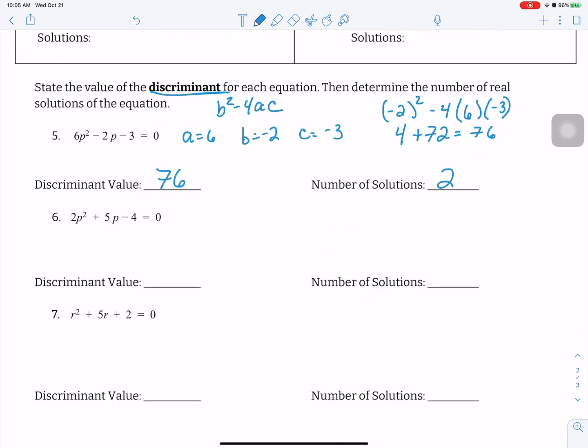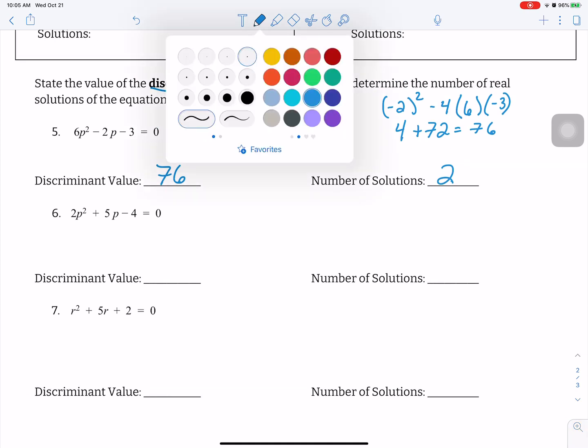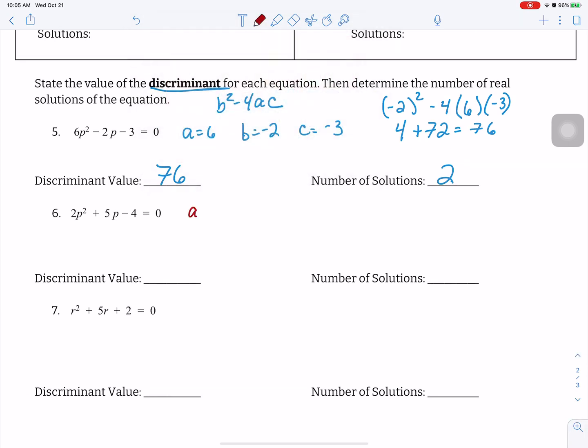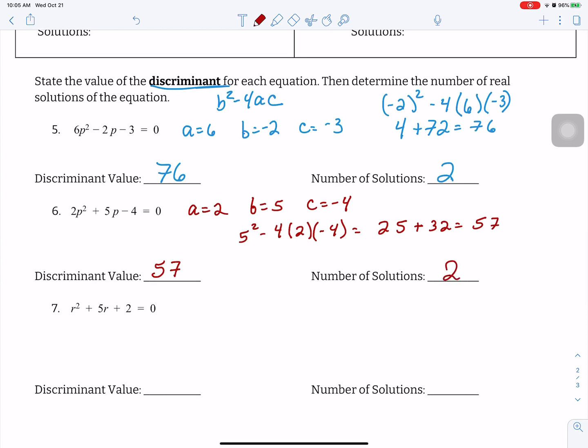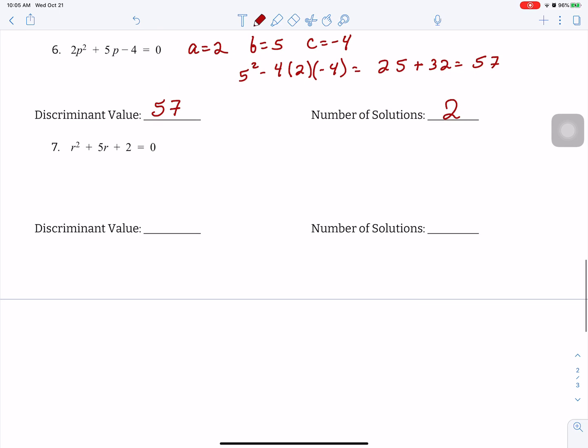Let's just do one more, and then you'll have one to do on your own. So on the next one, a equals 2, b equals 5, c equals negative 4. So I'm doing 5 squared minus 4, and that 4 is always in there. A is 2, c is negative 4. So I end up with 25 plus 32, which equals 57. And so I have 2 solutions because it's a positive number. So you have one more to try and check your answer key. And then the quadratic formula one's up above.